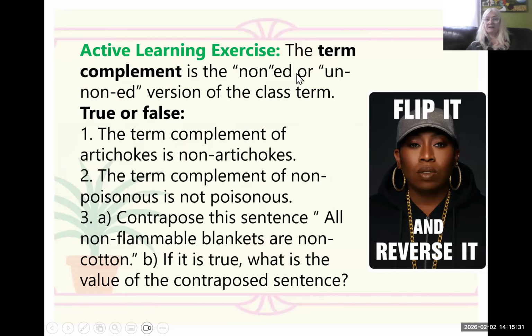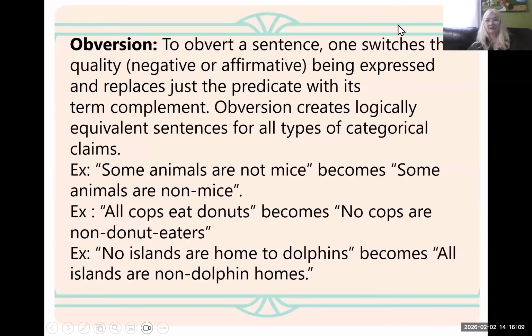Remember, the term complement is the non-ed or the un-nonned version of the class term. So true or false, the term complement of the term complement of artichokes is non-artichokes. The term complement of non-poisonous is not poisonous. Finally, contrapose this sentence: all non-flammable blankets are non-cotton. If it is true, what is the value of the contraposed sentence?